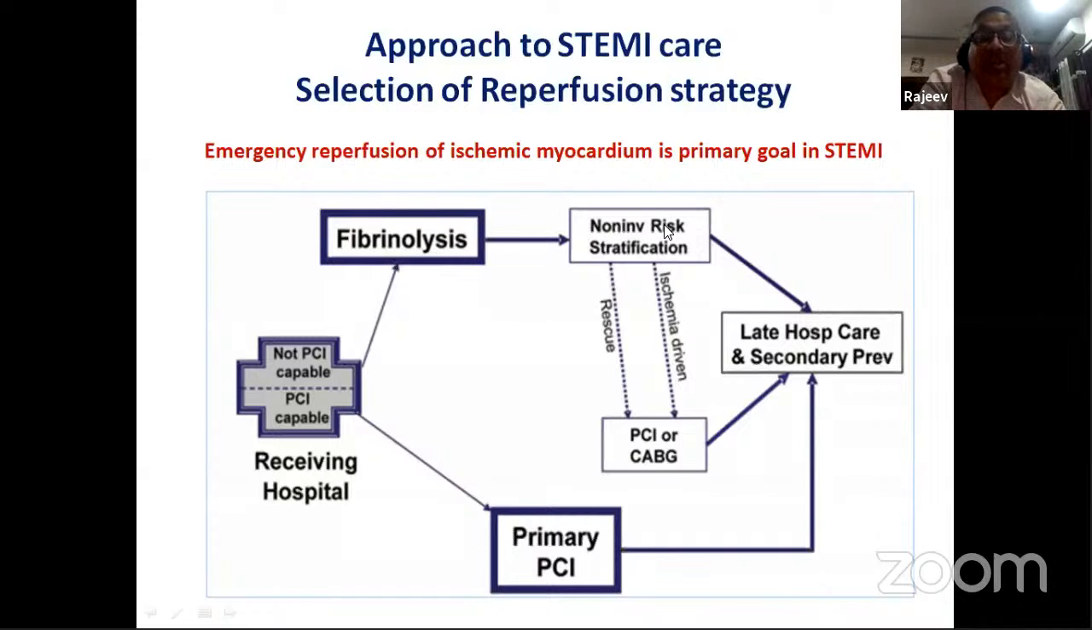Then non-invasive risk stratification should be done. And if the patient continues to have pain post-thrombolysis, a rescue PCI, that is PTCA, should be performed, or the patient should be shifted to CABG if the vessel is not amenable to PCI. Then if it is ischemia driven, that is the patient continues to have ECG changes or pain, again they should be subjected to PCI or CABG. Then late hospital care and secondary prevention follows the PCI and CABG.